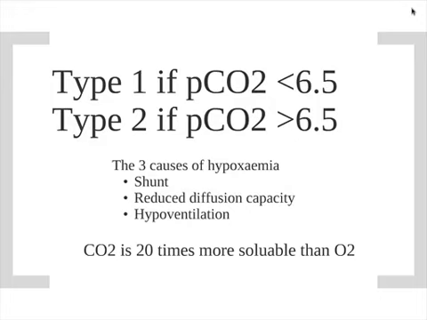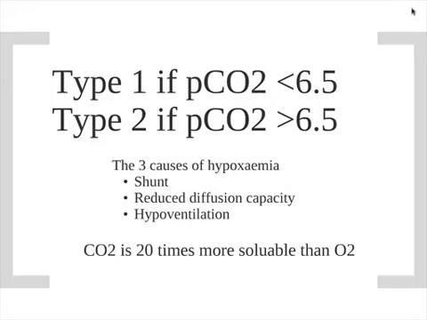I'm going to explain that by taking you through the three causes of hypoxemia. There are three causes of a low oxygen concentration in your blood. One is a shunt, so maybe a hole in the heart, maybe a pulmonary embolism, something like that. Two is reduced diffusion capacity, so that may be fibrosis or something like that. And three is hypoventilation. So which one of those is most commonly going to give you a type 2 respiratory failure?